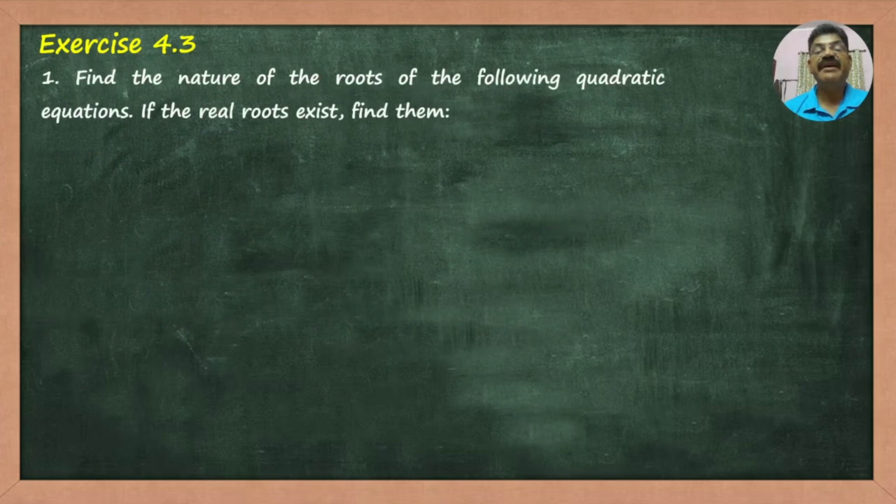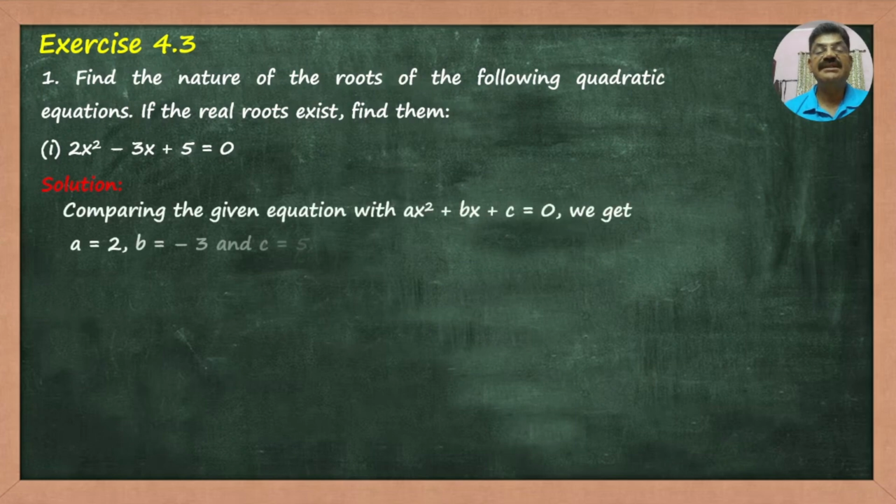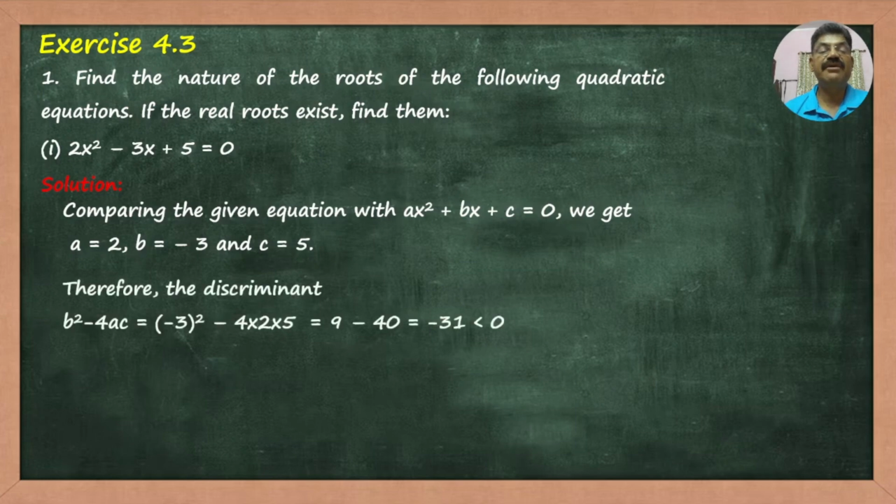Next, we move on to exercise 4.3. The first problem is find the nature of the roots of the following quadratic equations. If the real roots exist, find them. 2x² − 3x + 5 = 0. So, when you compare the given equation with the standard form, you get a = 2, b = −3 and c = 5. Therefore, the discriminant value is −31, which is negative. So, what you can say? The given equation does not have real roots. It has no real roots.